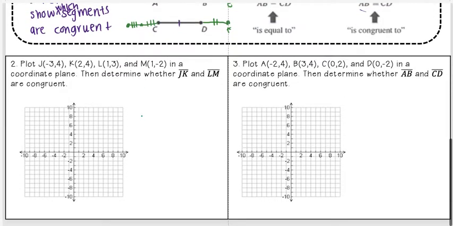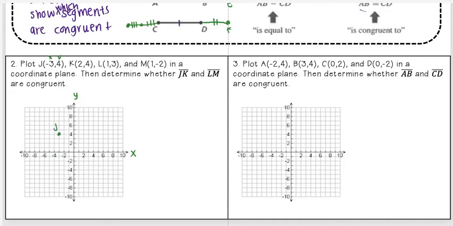Okay, let's practice doing one. For this one, I'm going to plot these points, and then I'm going to determine whether JK and LM are congruent. So let's first graph JK. When we're plotting a point, remember that the first number is my x and the second one is my y. So I need to go on the x-axis first, so -3. That means I need to go to the left 3. And then a +4, so I need to go up 4.